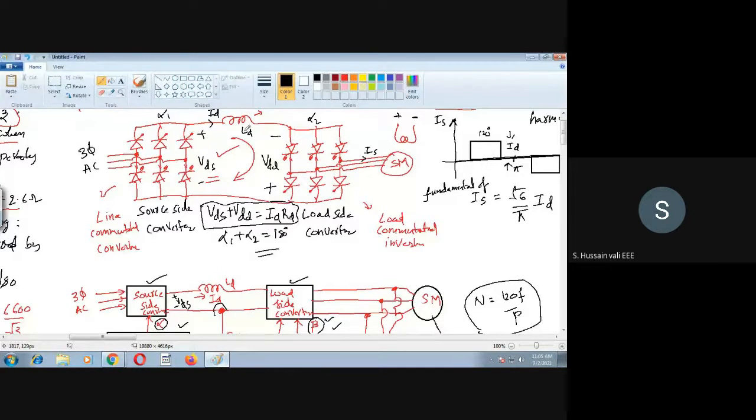See, why did I not include LD here? The reason is that we already know the purpose of LD is to maintain the current constant. If you maintain the current constant, then LD di d by dt is 0, because the current is constant, so the inductor voltage drop is 0. So then what is left? Only the resistance is left, so that resistance I put here. Actually, it will be ID RD plus L di d by dt, but this L di d by dt is equal to 0 because ID is constant. So we got this equation: VDS plus VDL is equal to ID RD. Okay. Then what's next now?